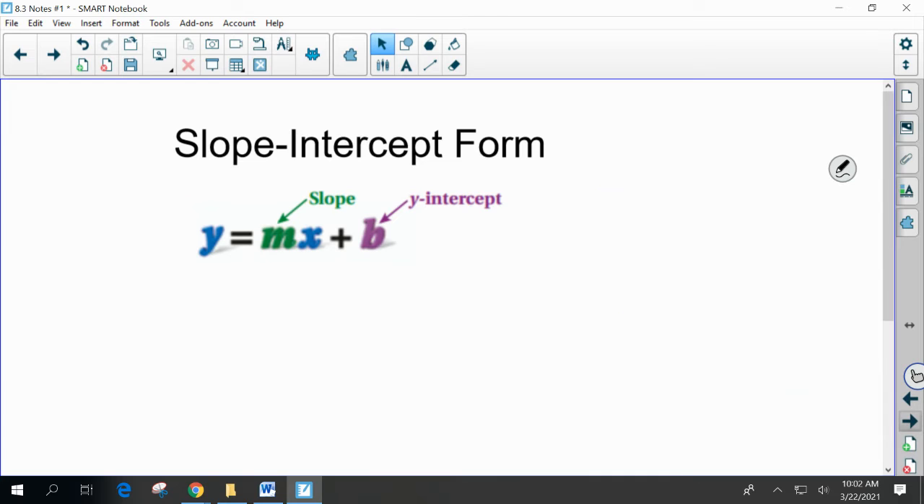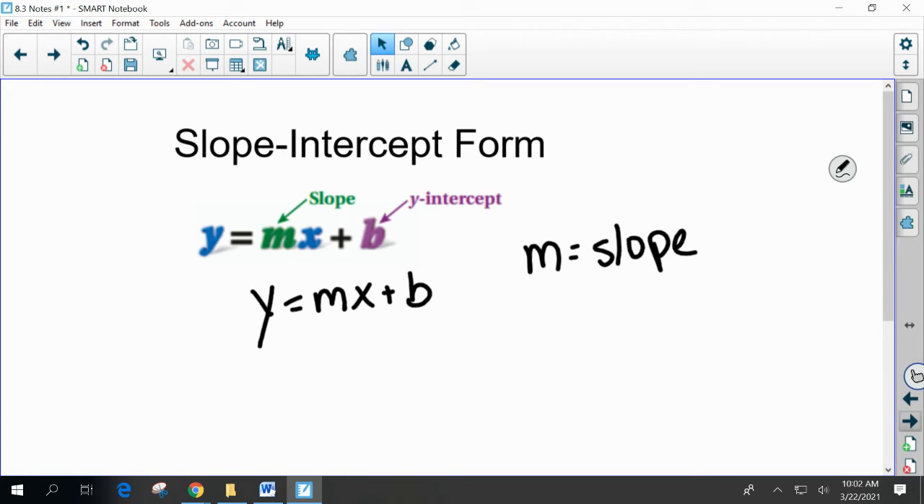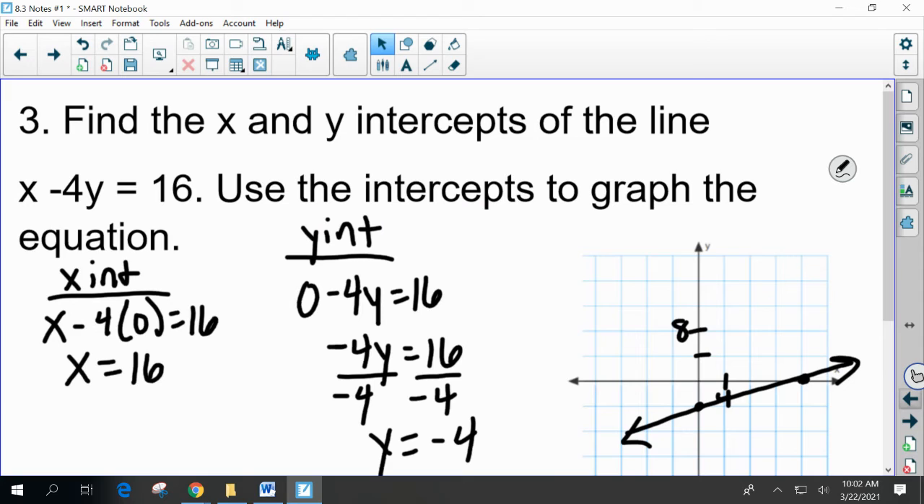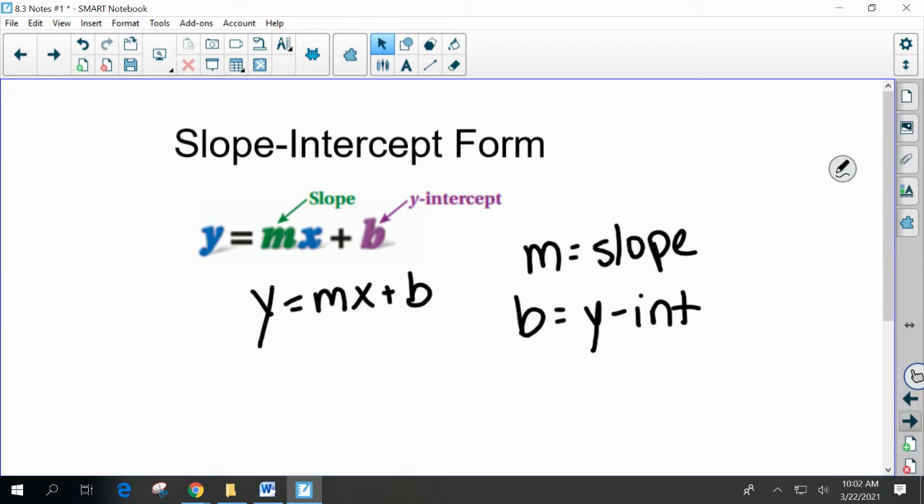Okay, so the very next thing we're going to talk about is called slope-intercept form. So that is y equals mx plus b. So m stands for the slope, which we've been working with for a little while now, and b stands for the y-intercept. So we've actually been calculating b. Like for example, in this problem, b is negative 4, the y-intercept. We've been calculating b so far in the problems.